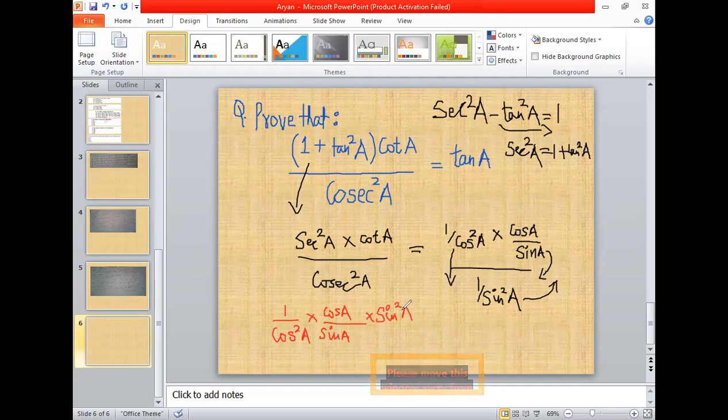Just cancel all the common terms. cos square a will cancel one cos a, and this one sin a will cancel this sin a. So what remains is sin a in the numerator and cos a in the denominator, so you can write sin a by cos a. And we know that sin a by cos a is nothing but tan a. So tan a is the right hand side, which we had to prove, and we have got the result.